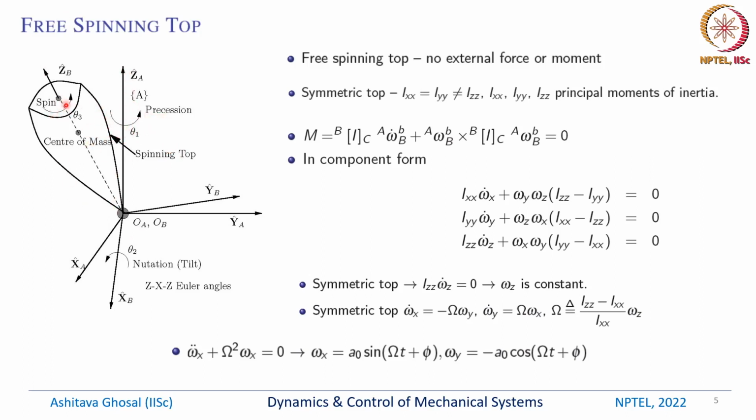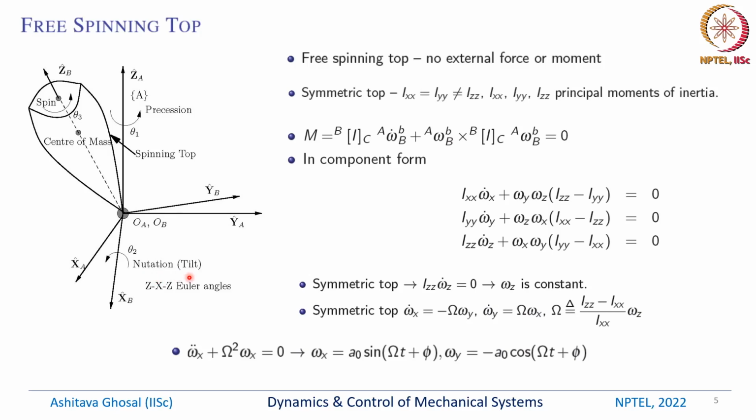So if you have this top which is spinning, then it is also rotating about the ZA axis. There is also a tilt of this top about the XB axis. So this is Euler angles. This is about the moved x-axis. Okay, so this angle is θ2, and this is sometimes called nutation.